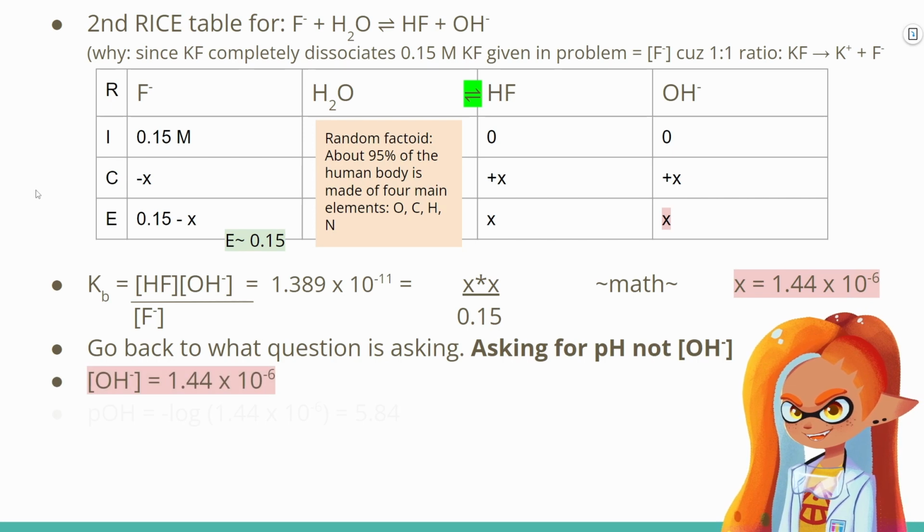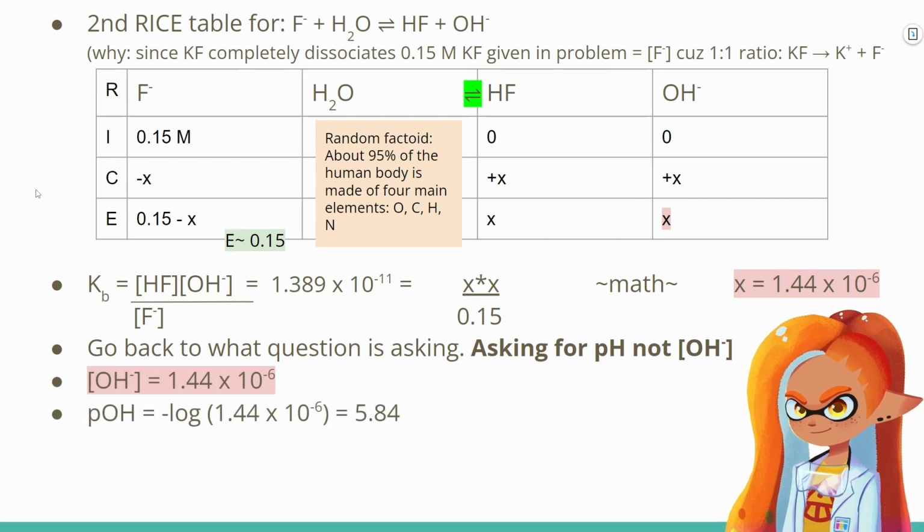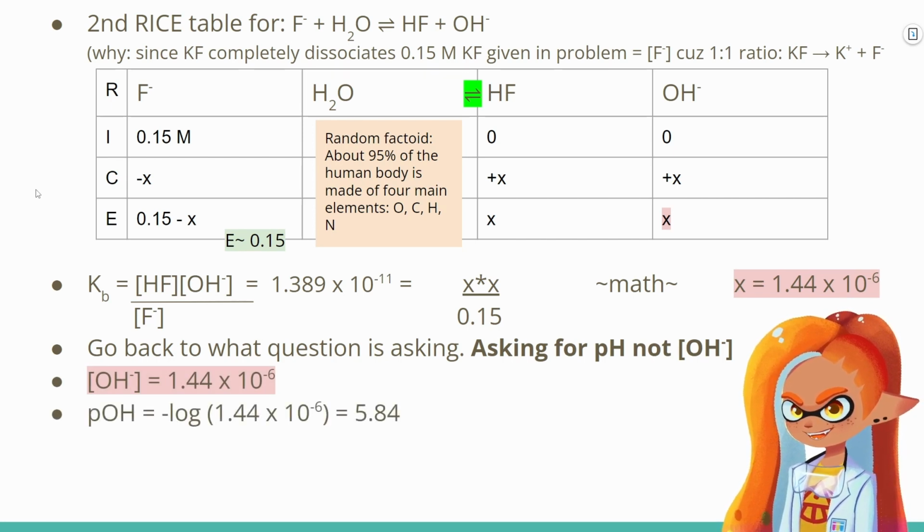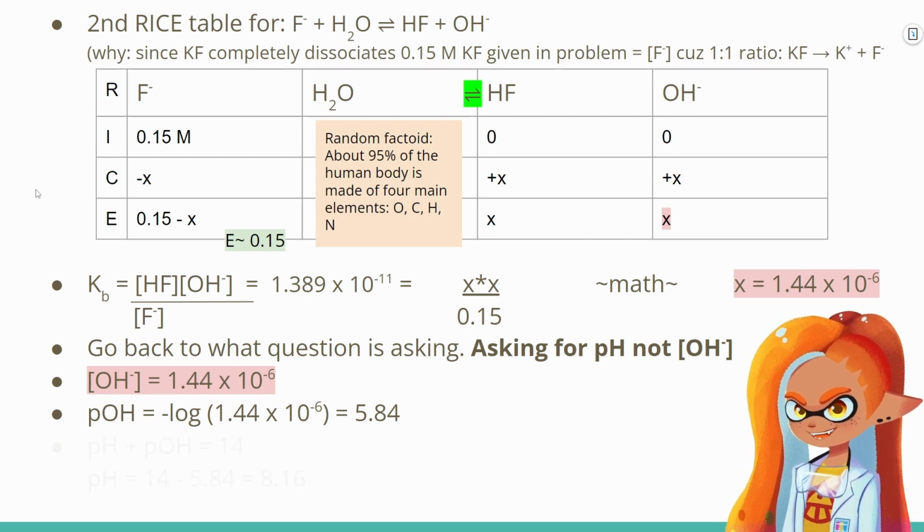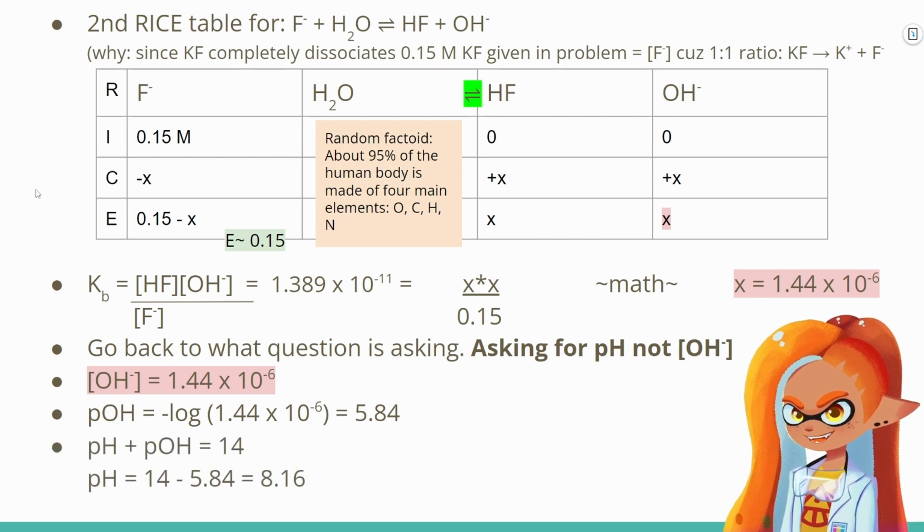So I have my hydroxide. I'm going to calculate the pOH by plugging it into negative log of OH. And so I get that value. And then again, I use the same equation as I mentioned earlier: the pH plus pOH is 14. And so then I plug and chug, and then I get my pH.